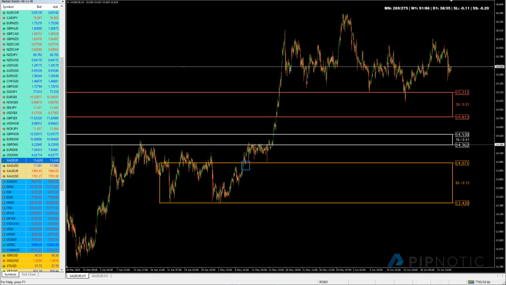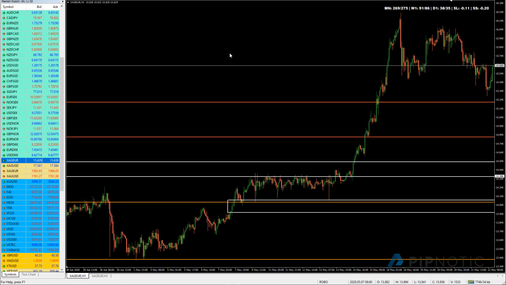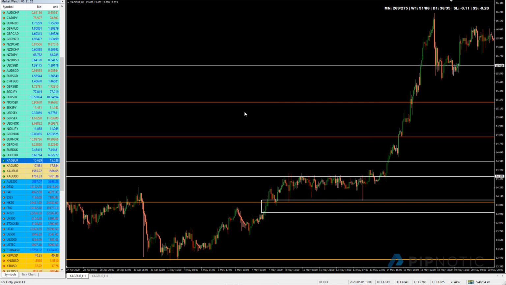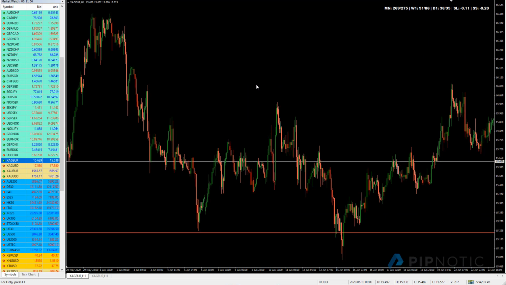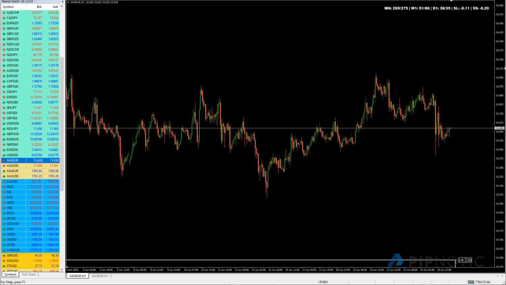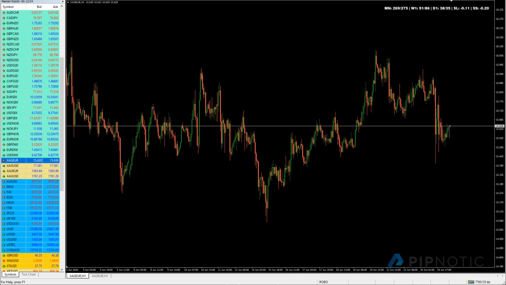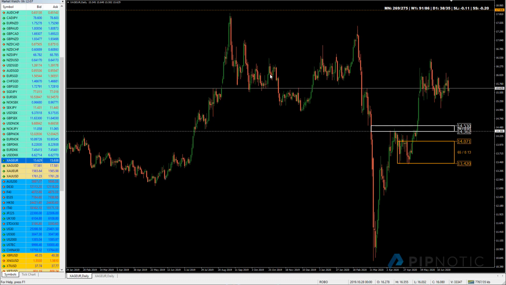Zoom in a little, and we can maybe find the area. Get rid of some of these areas. There's a lot there, isn't there? Okay, so here we are. So we'll just do it on this time frame.